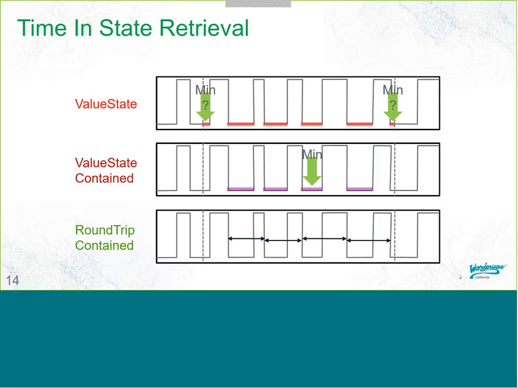And of course, there's also a round trip contained. The application for this is that if you're looking, for example, in the value state retrieval, the total time in the false state is totalized. That totalized time is vitally important if you wanted to know the minimum time the state was false, for example. Another example is calculating the minimum and the maximum round trip, which lets you see how long it takes for that machine to go from on to off.